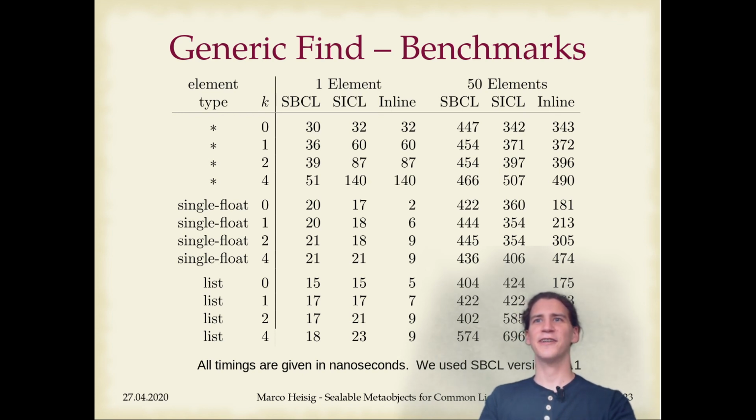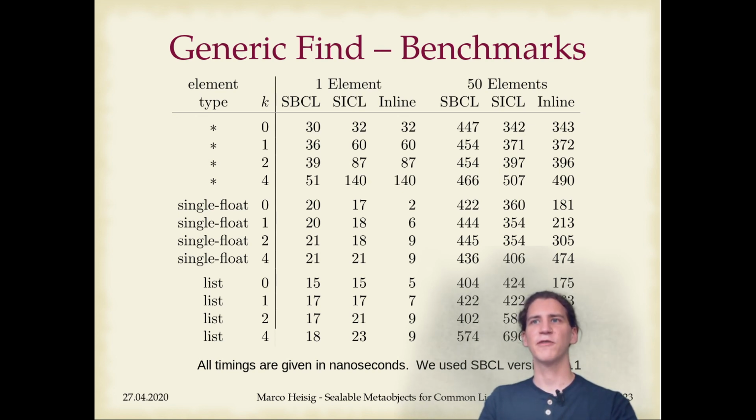So what I show here in this benchmark table is the timings in nanoseconds for finding things in certain sequences. The first column is the compiler knowledge about the element type. The second column is how many keywords we supplied to the function. And then the first group of 3, labeled one element, shows the timings for processing sequences of length 1. And the second group, labeled 50 elements, lists the timings for processing 50 elements.